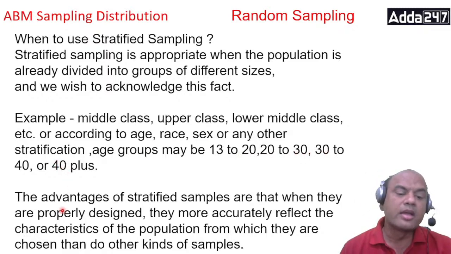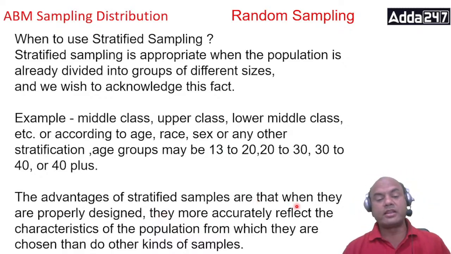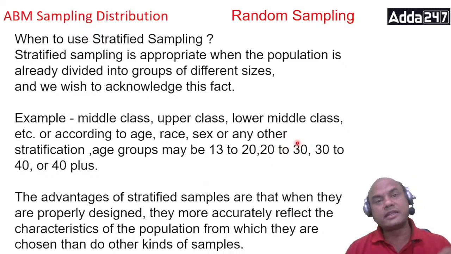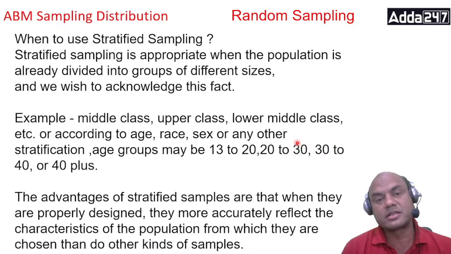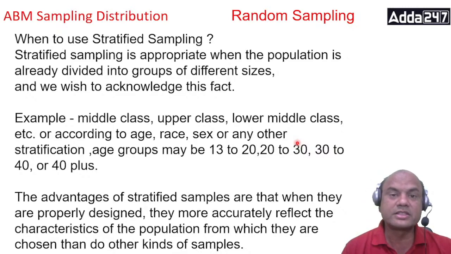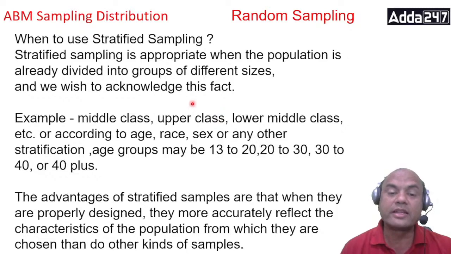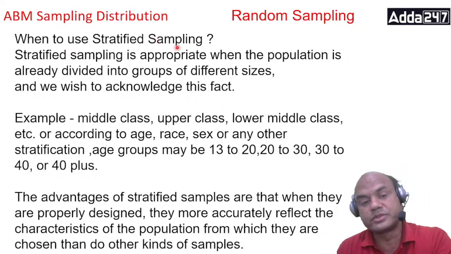The advantages of stratified sampling are that when they are properly designed, they more accurately reflect the characteristics of the population from which they are chosen than any other kind of sample. So basically it is correct. Suppose I choose the 20 to 30 age group, that thinking will give me the correct picture. Suppose I want to design jeans. Which group thinks in what way? For that I have to divide it into various age groups and then I'll get the real answer. So there stratified sampling will be of best use.